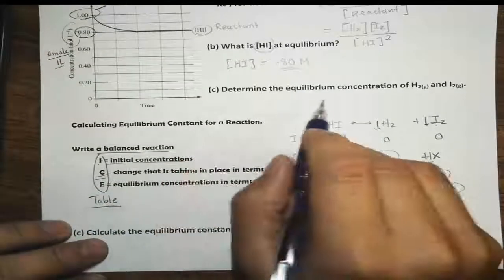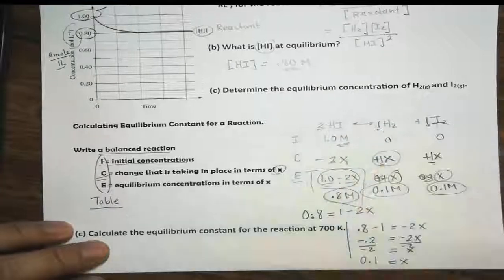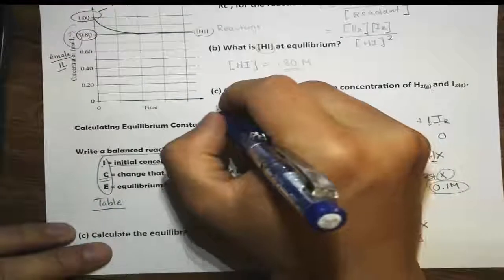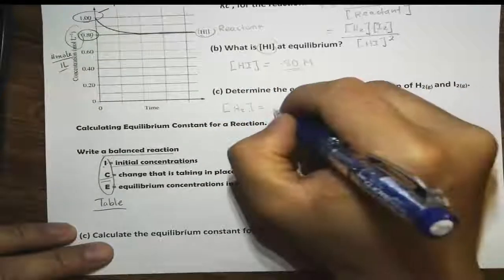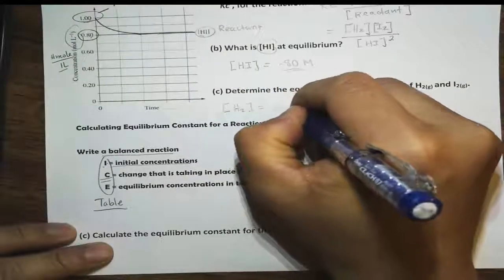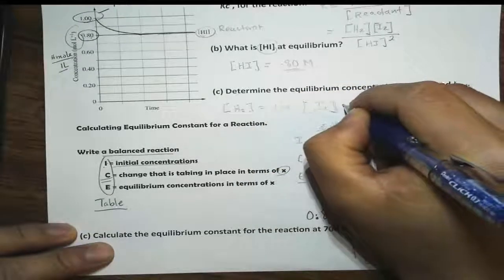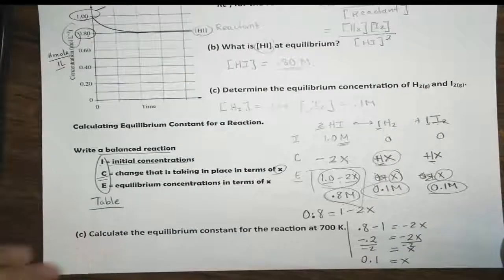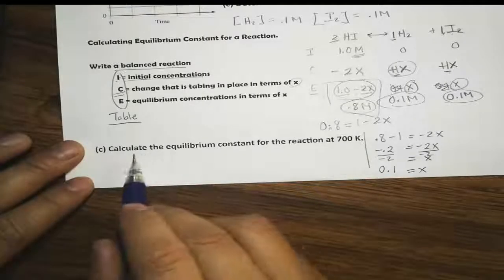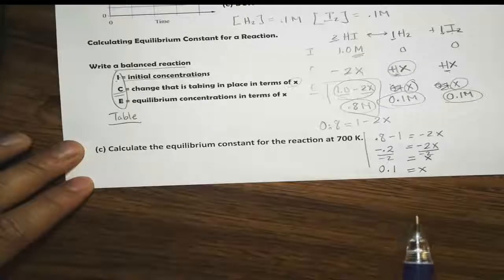So let's go back to C. Determine the equilibrium concentration of hydrogen and iodine, which we just did. For H2, the concentration is equal to 0.1 molarity. And for iodine, at equilibrium, the concentration is also 0.1 molarity. Isn't that easy? Then lastly, we have to calculate the equilibrium constant for the reaction at 700 K.